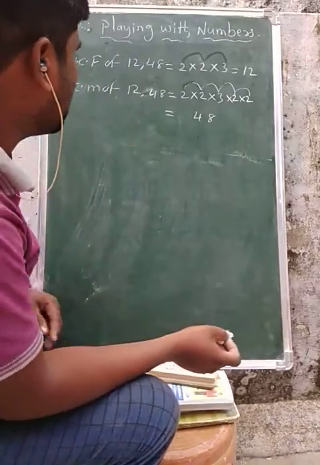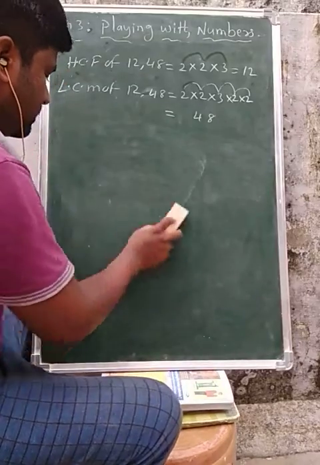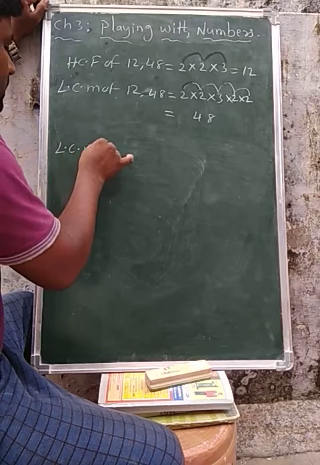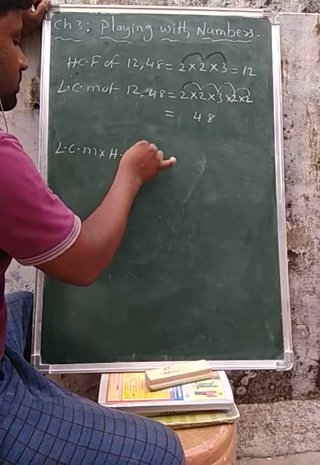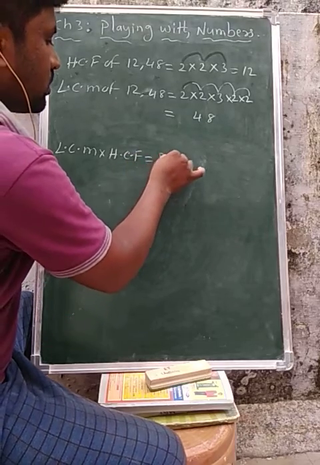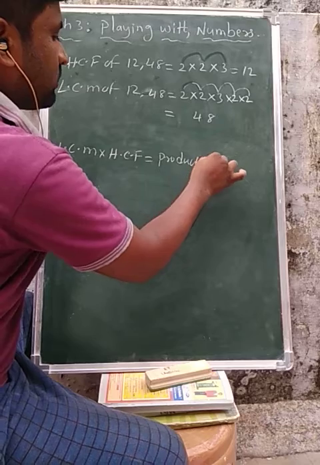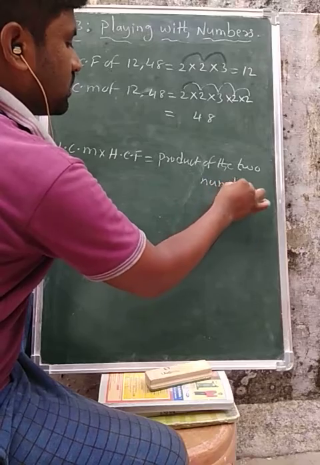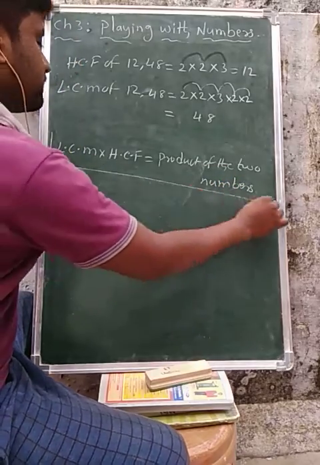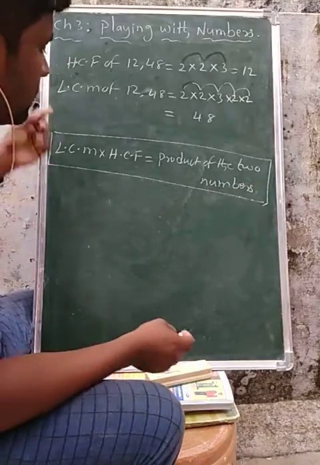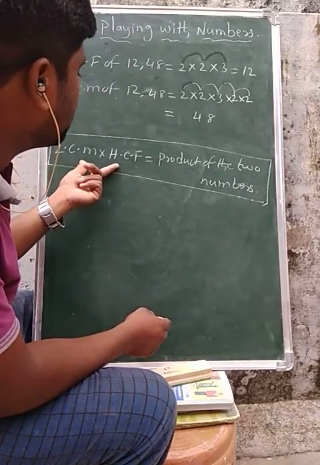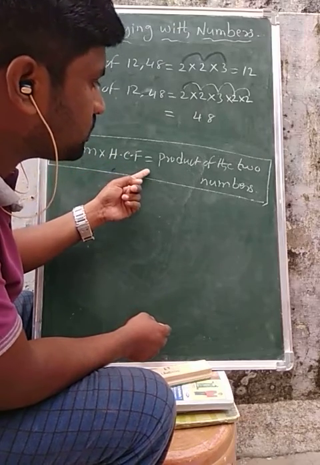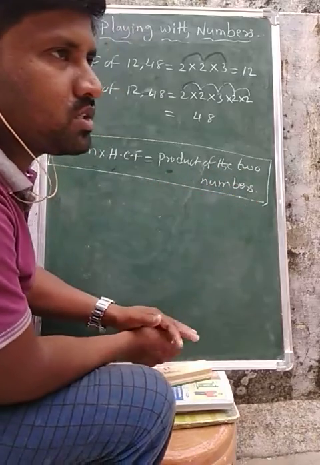So now checking the relation. What is the relation? The relation is LCM into HCF is equal to the product of the two numbers. The relation is the product of LCM and HCF, and that is nothing but LCM into HCF is equal to the product of the two numbers. Let us verify this.